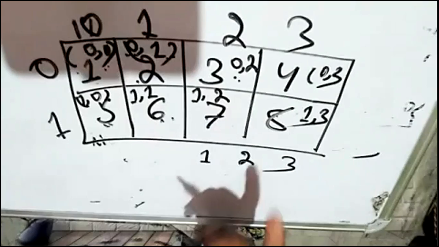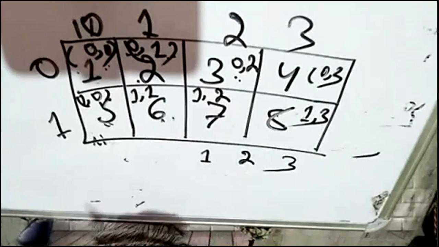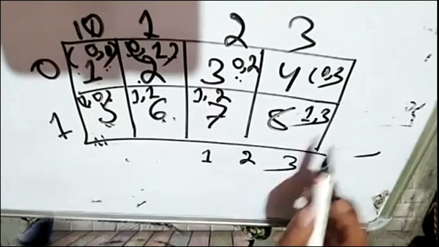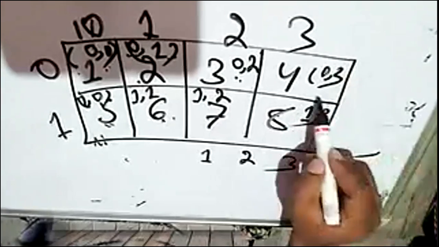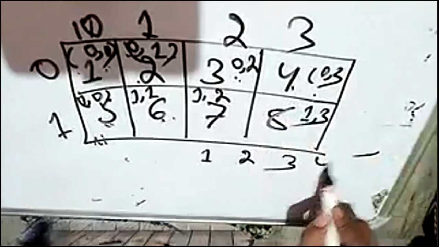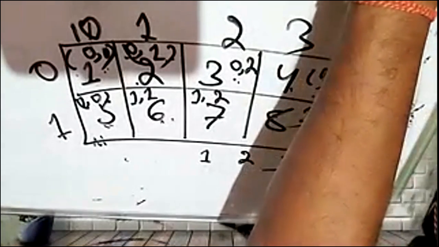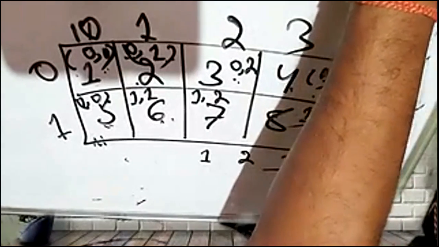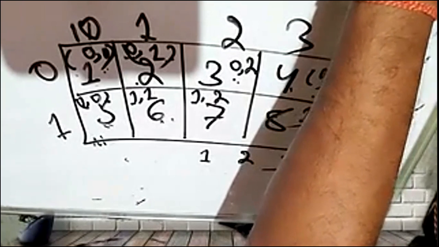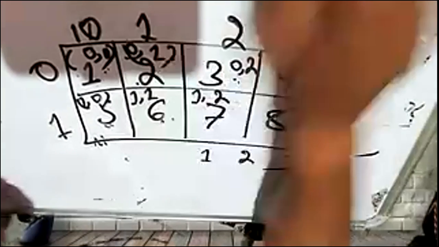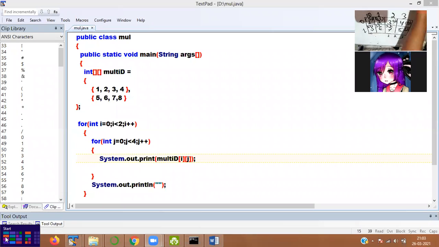Now J value is incremented to 3. 3 is less than 4. Condition is true. So I value is 0, J value is 3. So it is showing you 4. Now it moves to J value is incremented to 4. 4 is less than 4? Condition is false. When condition is false, it is going to the outer loop. In outer loop, I value is incremented to 1.